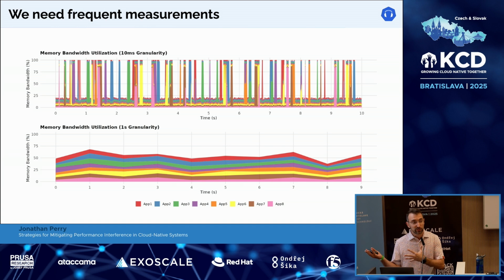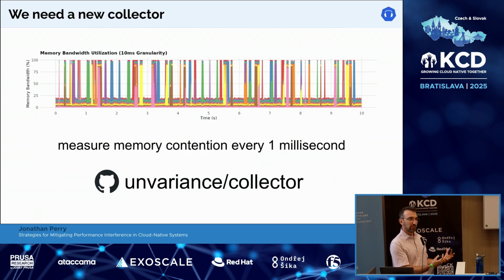And in fact, Google CPI, for example, they take the 5-minute granularity measurements and then take tons of them over time in order to find the noisy neighbors. It's just not very satisfying. And so we set out to build a collector that collects memory bandwidth per pod every millisecond. You can analyze that, find the saturation events, and then react to them. I'll give you more detail.